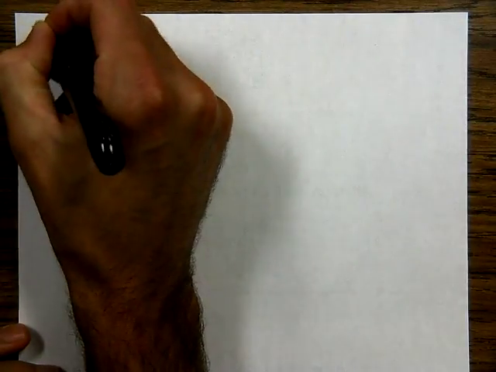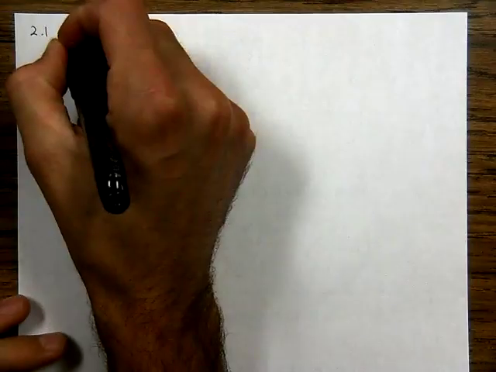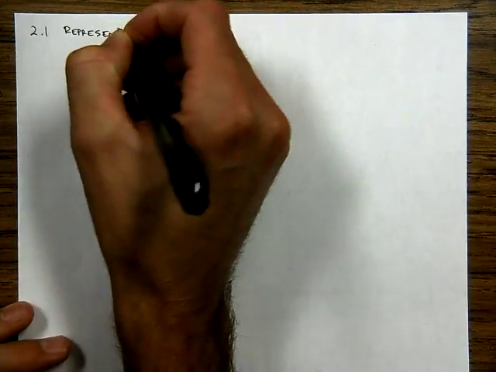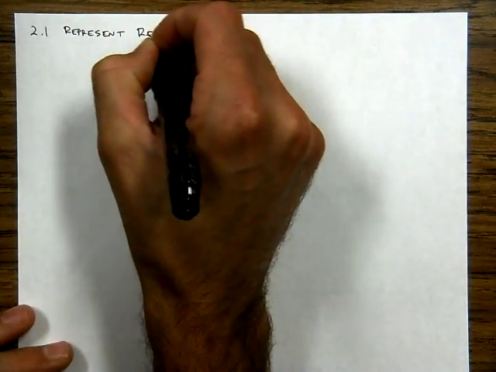What we're going to be doing in this video is looking at functions, defining what a function is, and identifying whether a relation is a function or not. The title of this video, 2.1, is the section in your book, and we're going to call it Represent Relations and Functions.